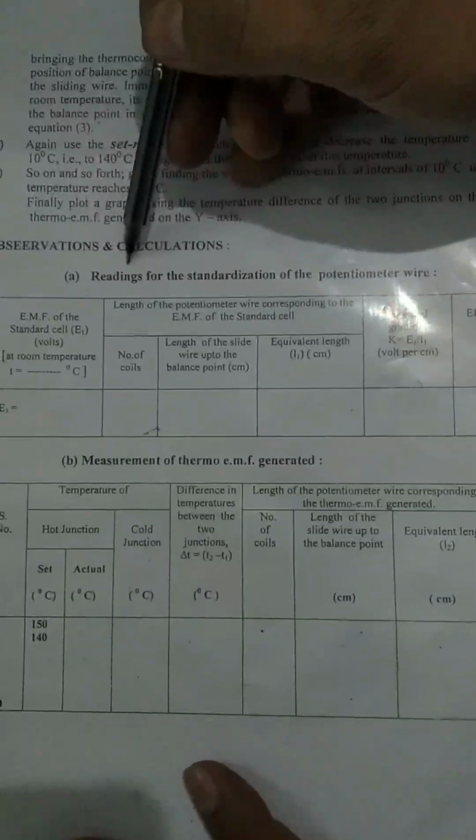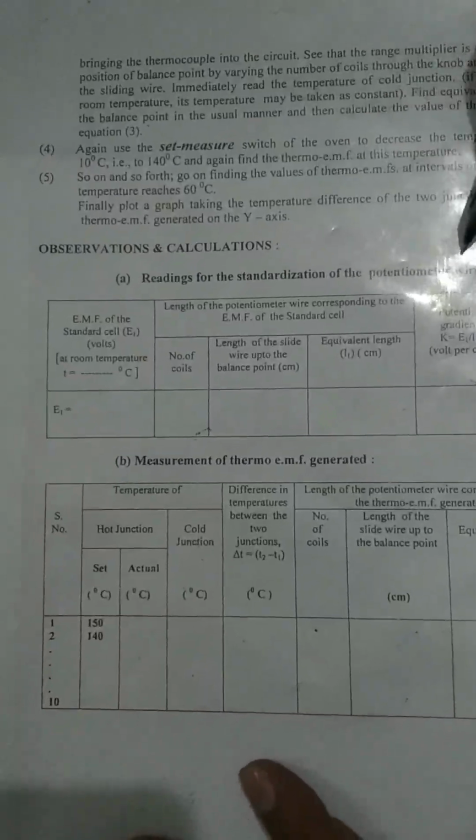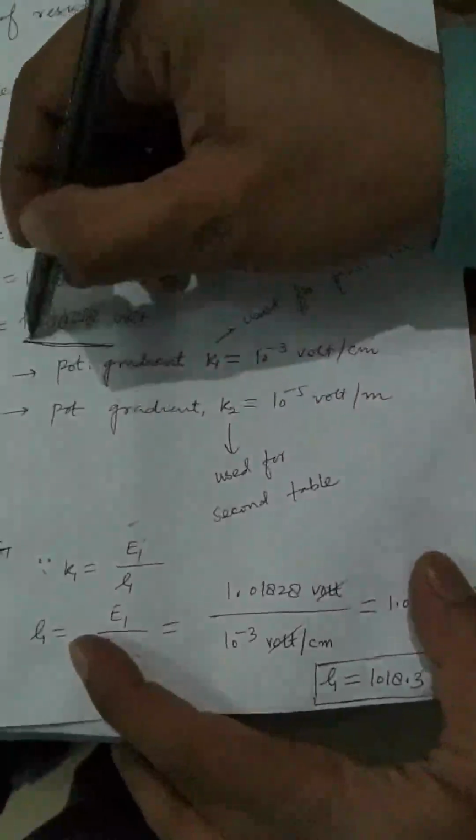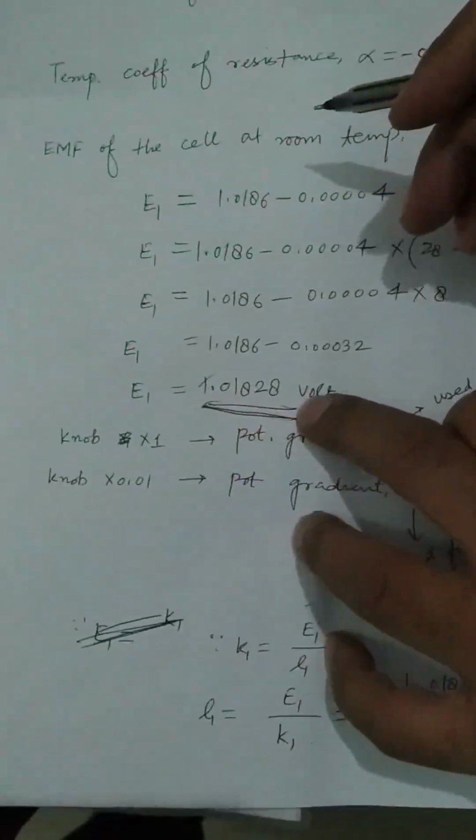Now what you have to note down in the first table, this is the table. The table will be given to you when the readings are provided to you. Okay, so this is table 1. Written over here are the readings for the standardization of the potentiometer wire. This is the EMF of the standard cell E1 in volt at room temperature. So what value of E1 have you calculated at room temperature? This value, 1.01828 volt, will be written over here. Then the length of the potentiometer wire corresponding to the EMF of the standard cell.